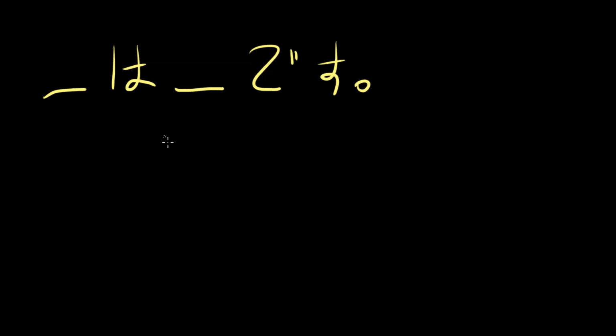Today we'll be looking at just a basic sentence pattern. Okay, wa. Although it's written as ha, it's actually pronounced wa when it's a particle. This particle basically just indicates the topic. So whatever comes before the particle wa is the topic of the sentence. So for example, watashi wa, I.